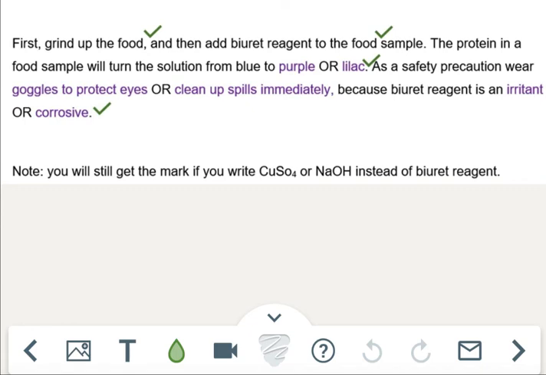Here's your sample answer. First, grind up the food, and then add biuret reagent to the food sample. The protein in the food sample will turn the solution from blue to purple or lilac. As a safety precaution, wear goggles to protect eyes, or clean up spills immediately, because biuret reagent is an irritant or corrosive. Okay, where you've got options, you don't need to write both of these. You just choose either of them. Either of them will get you a mark. Okay, this answer will have got you 4 marks. And also a quick note: you will still get the mark if you write CuSO4 or NaOH instead of biuret reagent. Okay, so you will have still got a mark.